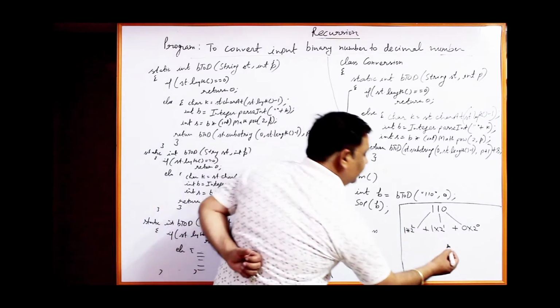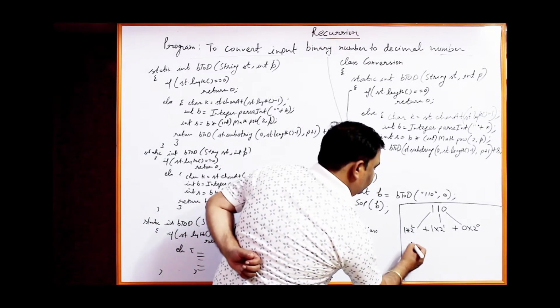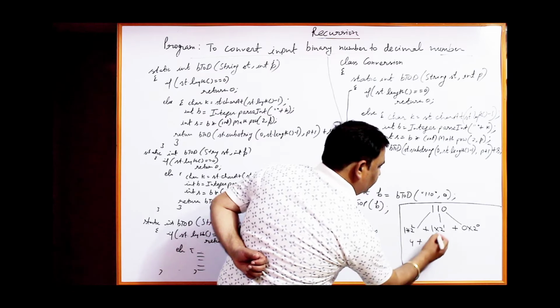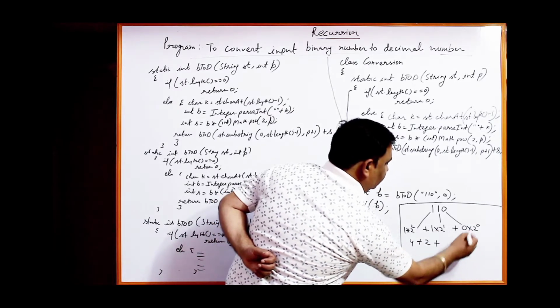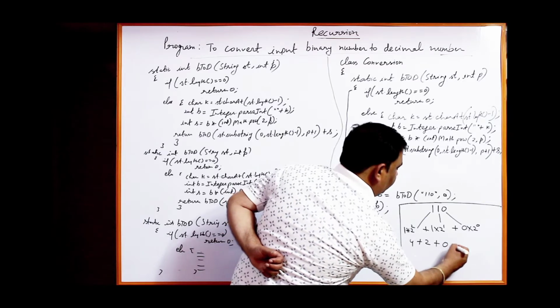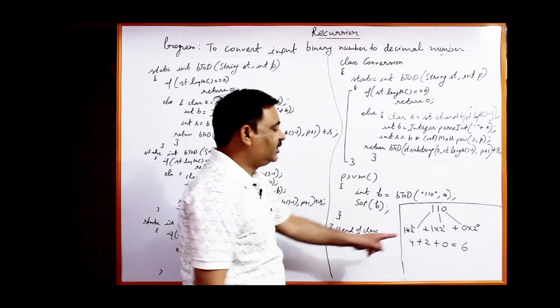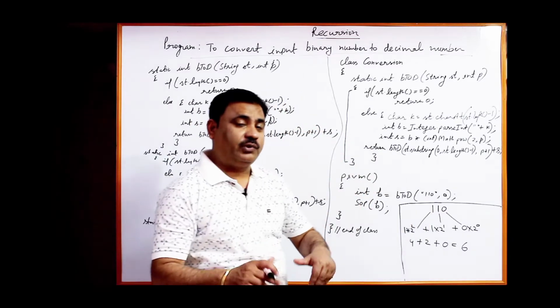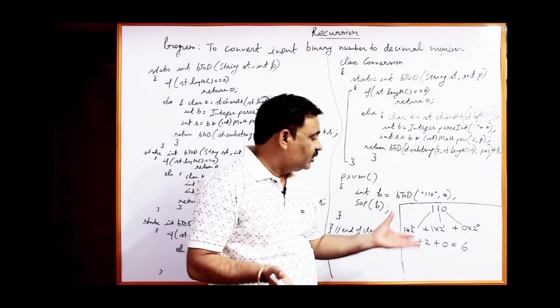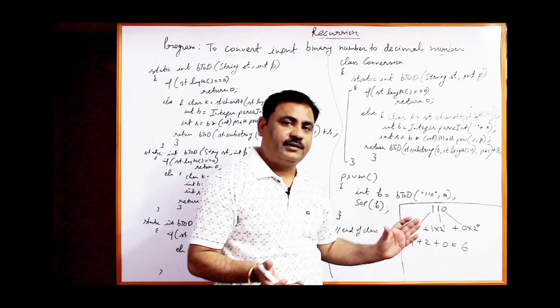Now calculate it. 2 raised to power 2 is 4, 4 into 1 is 4, plus 2 raised to power 1 is 2, into 1 is 2, and 0 multiplied by 2 raised to power 0 is 0. So 4 plus 2 is 6. So 6 is the decimal number of this binary. In such a way you can input any binary number and through this procedure you can convert.